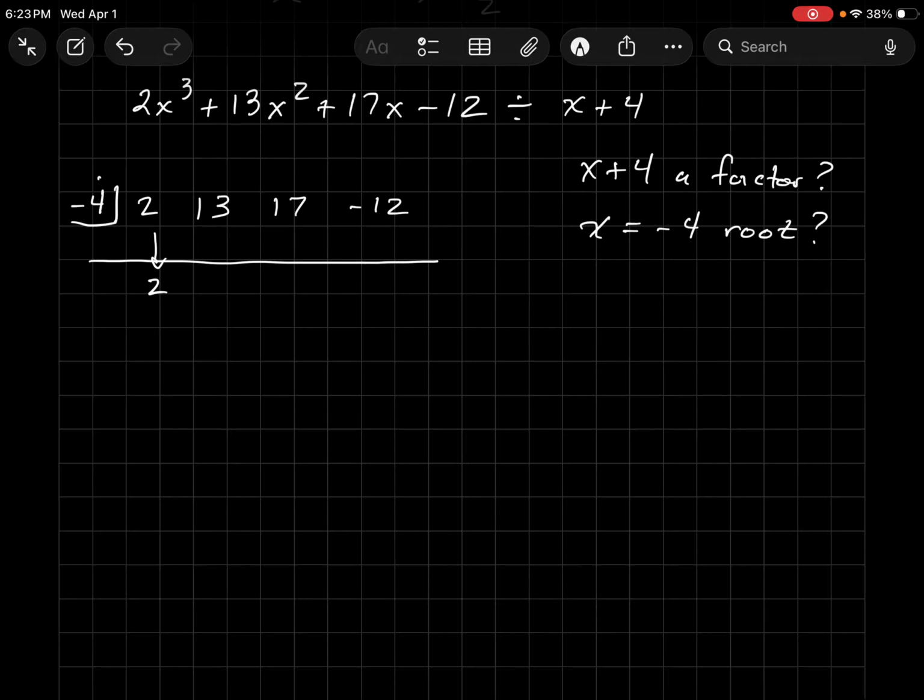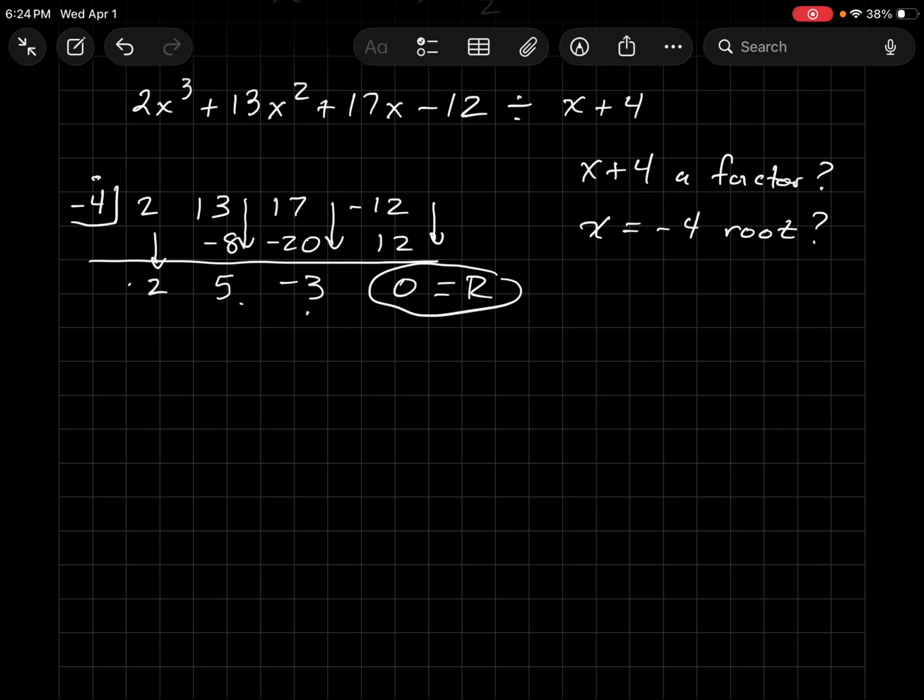we're going to multiply this times this. Negative 4 times 2 gives us negative 8. Place it right there and then add down. 13 plus negative 8 gives us 5. Then we keep doing it. Negative 4 times 5 will multiply, place it, and then we'll add. One more time, negative 4 times this number, times negative 3, gives us 12, place it, and add. And we get the remainder there is 0.